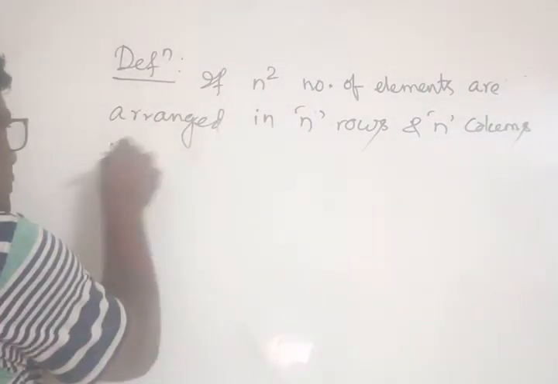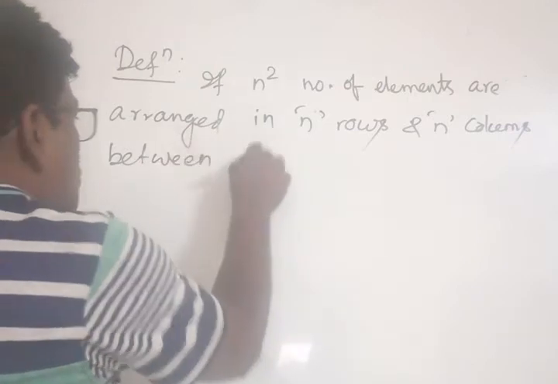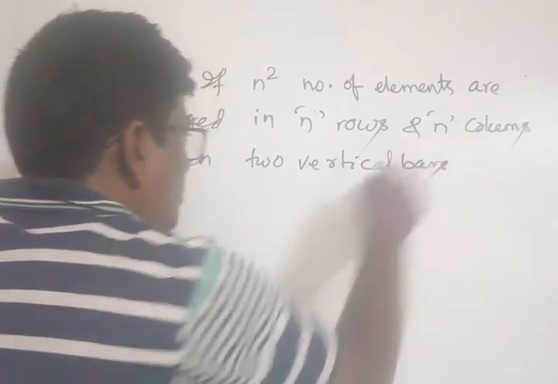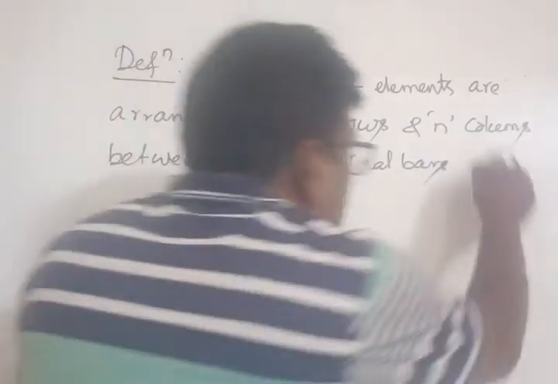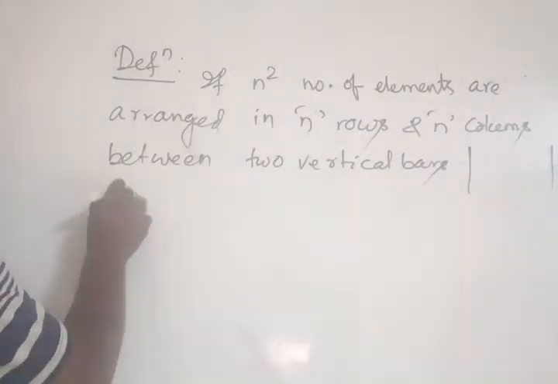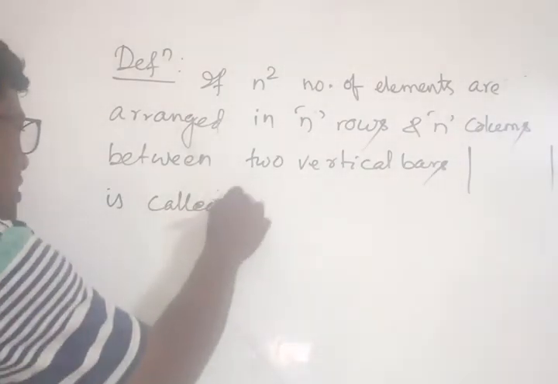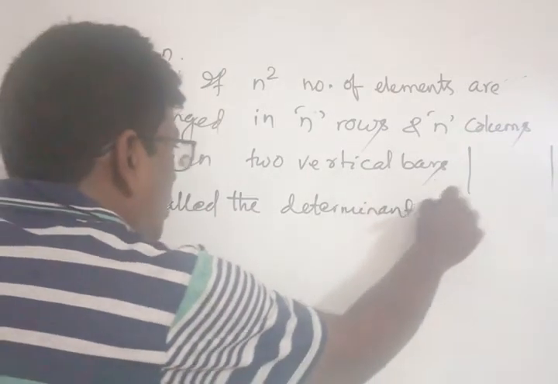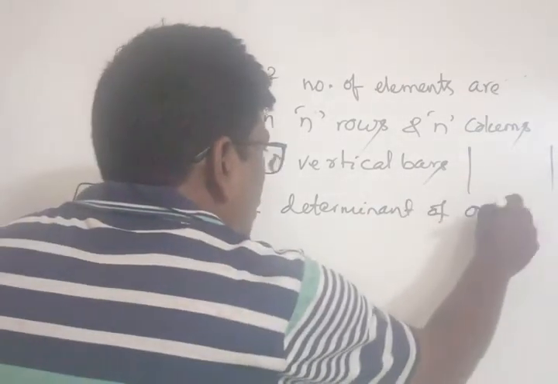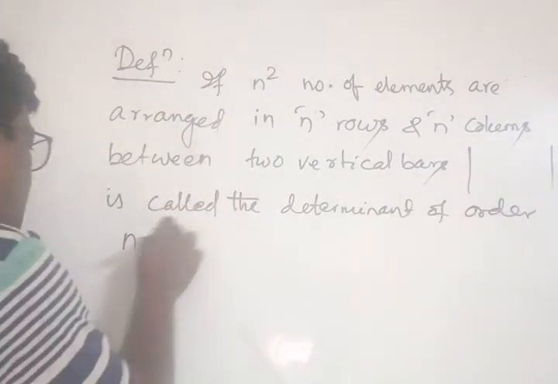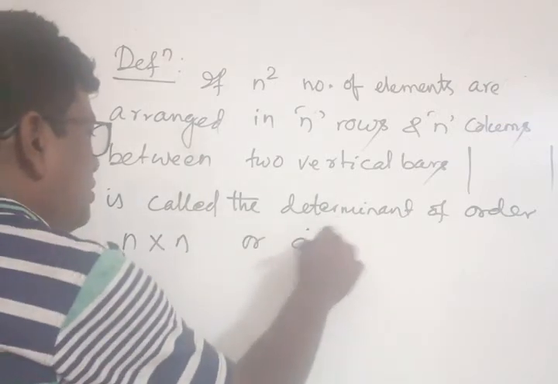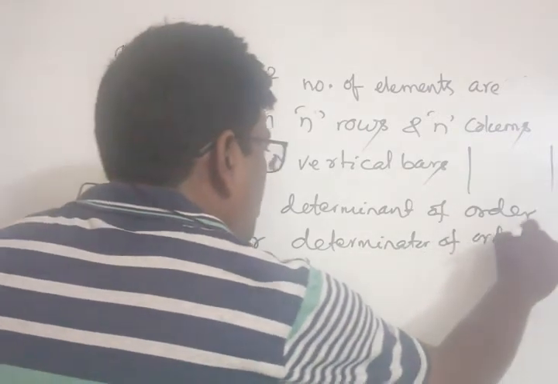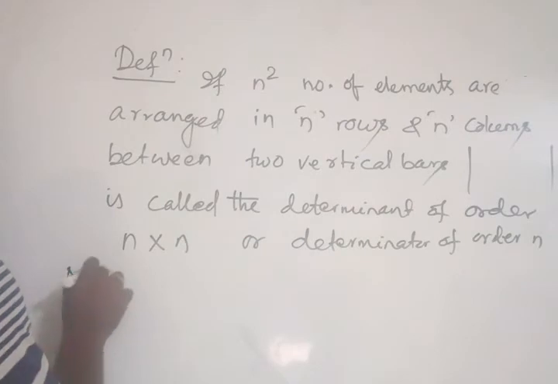between 2 vertical bars. 2 vertical bars is called the determinant of order n by n, or determinant of order n.